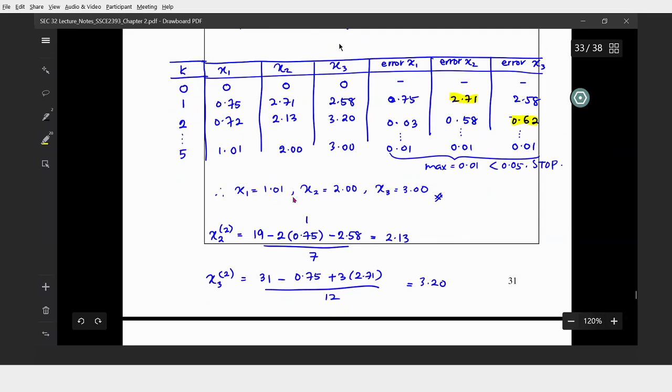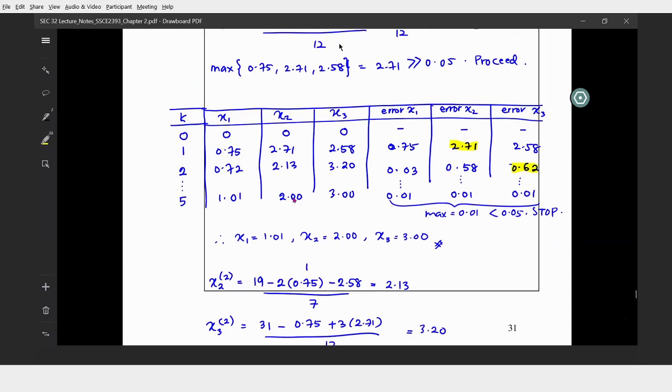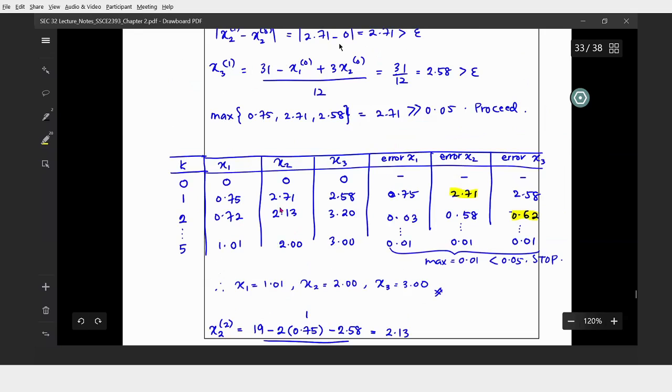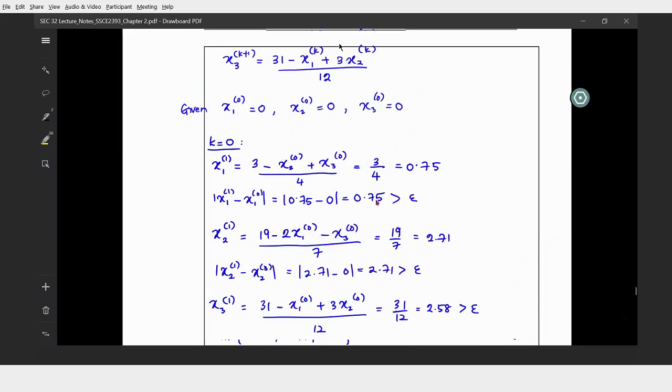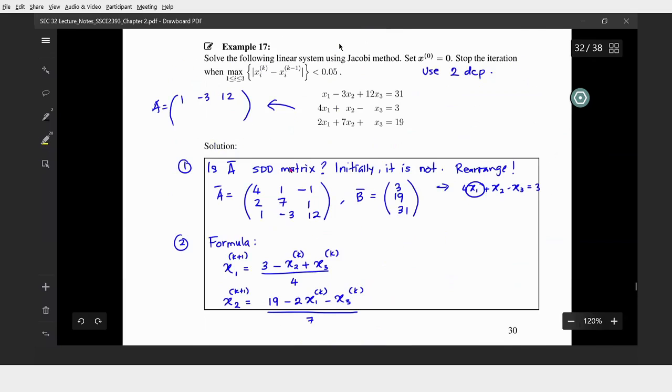So this is how you do Jacobi, how you apply the formula and also the stopping condition in the Jacobi method. Can you understand Jacobi? Alright. If you do not test for convergence in the first place, if you do not check for SDD here, most likely you will use the wrong formula.